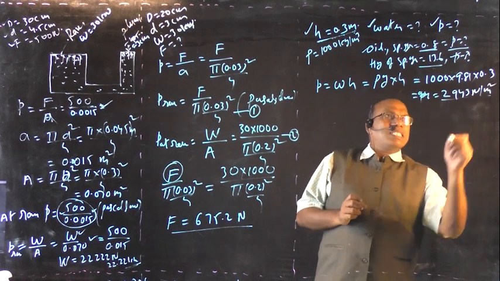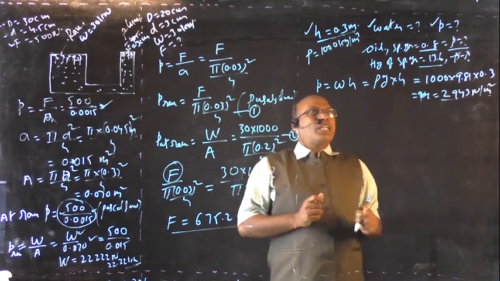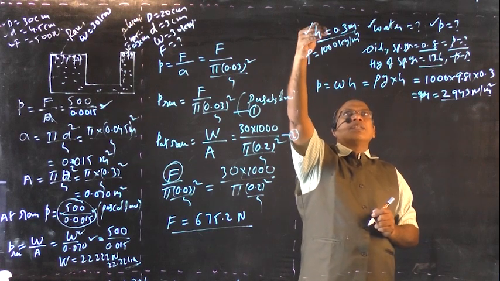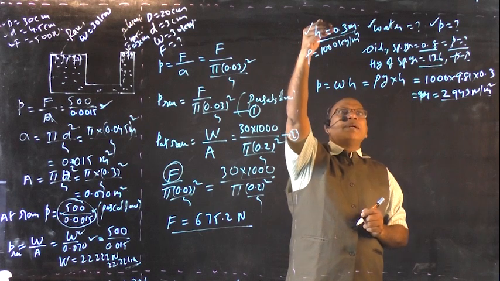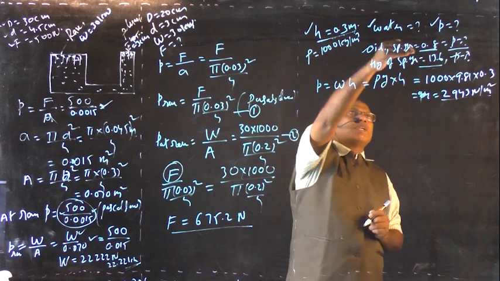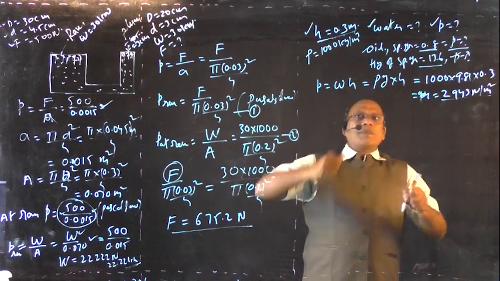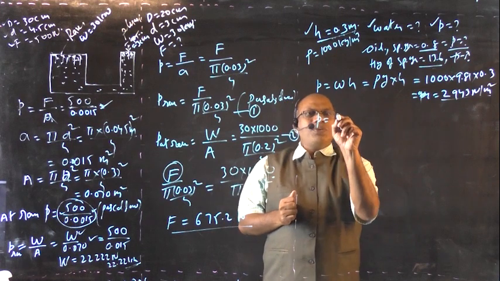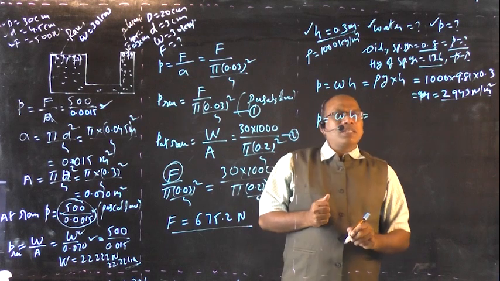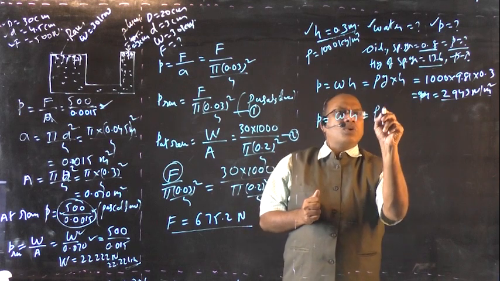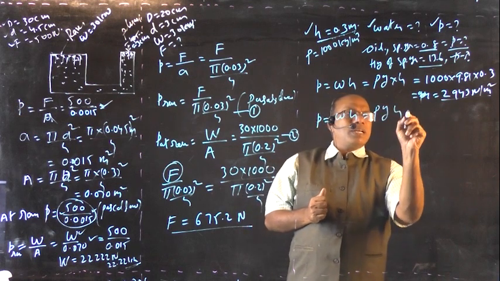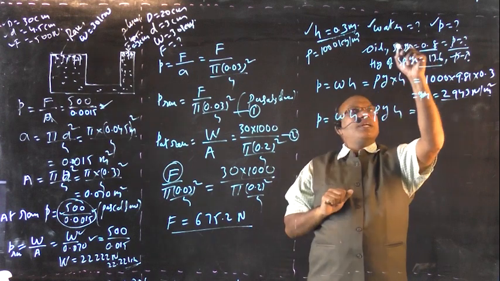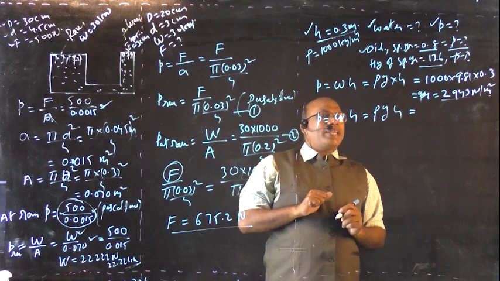This is the pressure intensity because of the water column of 0.3 meters. And the next problem: if the liquid column is 3 meters, that is oil of specific gravity 0.8, what is the pressure intensity? Same formula, pressure intensity P is equal to WH. W is also nothing but rho G H. Here rho is nothing but the density of oil.